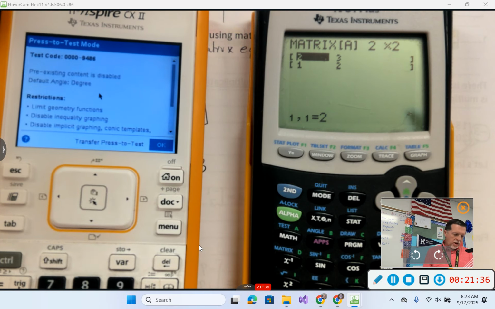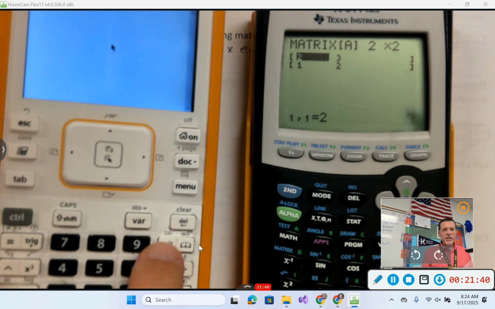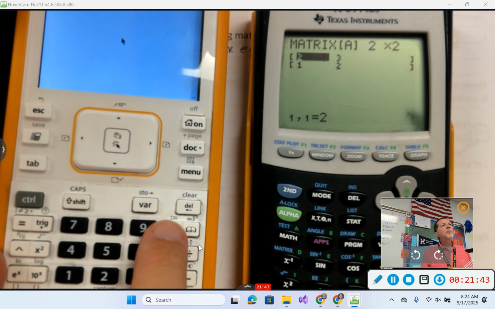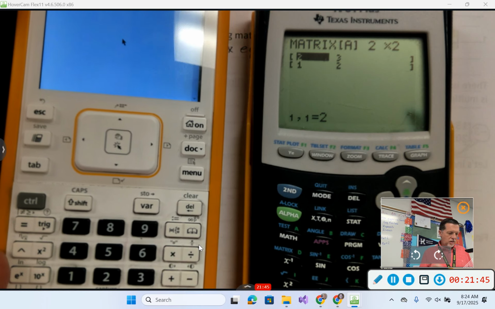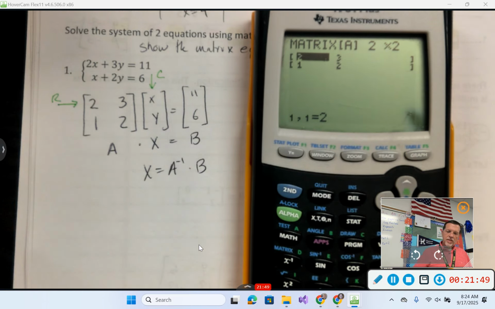By the way, for you Inspire people, your matrix button is right there. And then you can figure it out from there. Okay, matrix A is in.